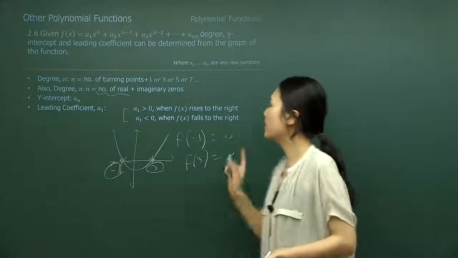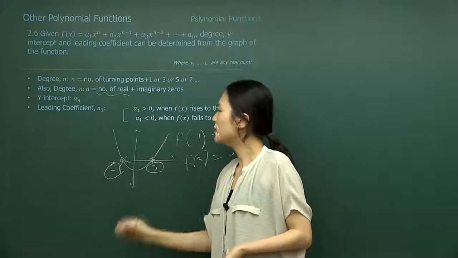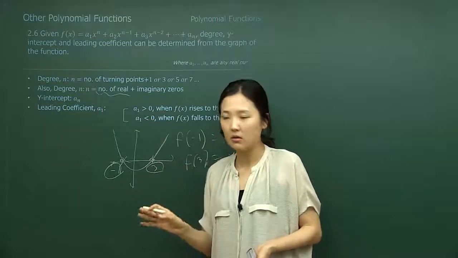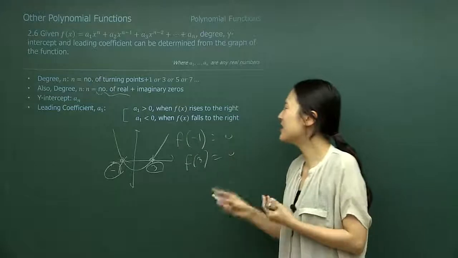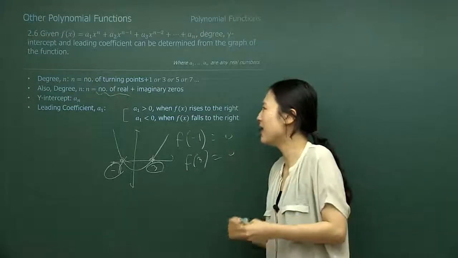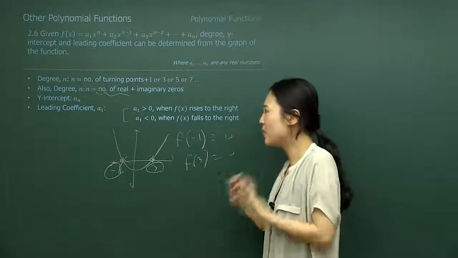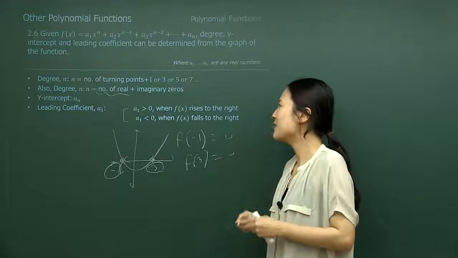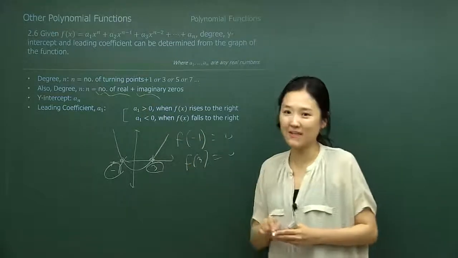However, the thing is, are the zeros always real? I mean, okay, technically, I know it doesn't really make any sense. If it's not real, how can we write it? But unfortunately, in math, we actually have numbers that are called imaginary.